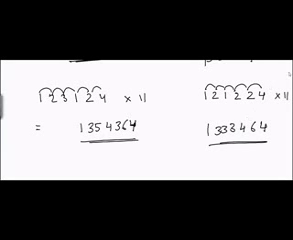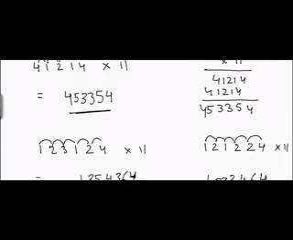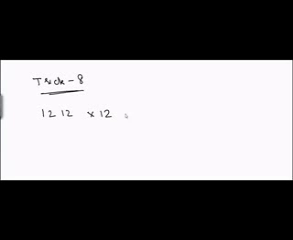Here, instead of multiplying by 11, I multiply by 12. For example, if I have 1 2 1 2 and I want to multiply by 12, the way is to first multiply by 2. So 2 into 2 is 4, 2 ones are 2, 2 twos are 4, 2 ones are 2, and I get 4 4 5 4 1.